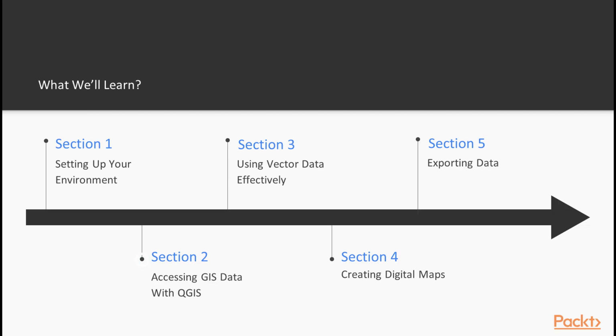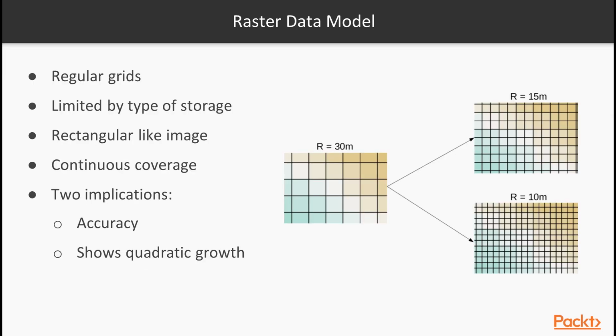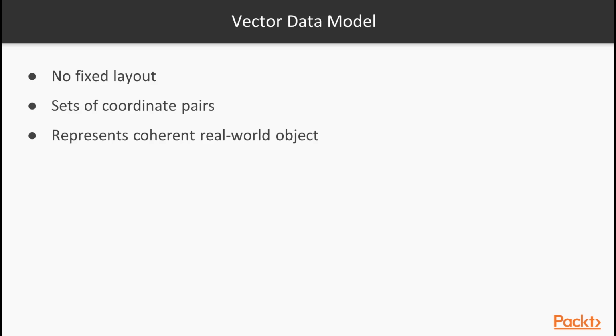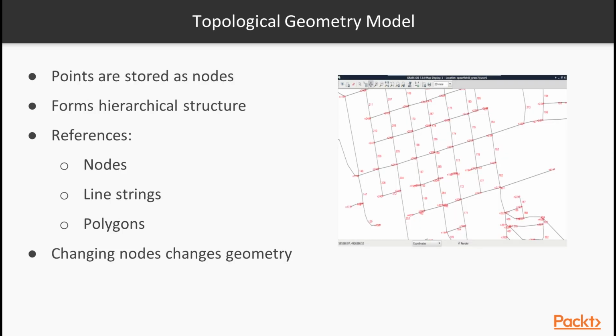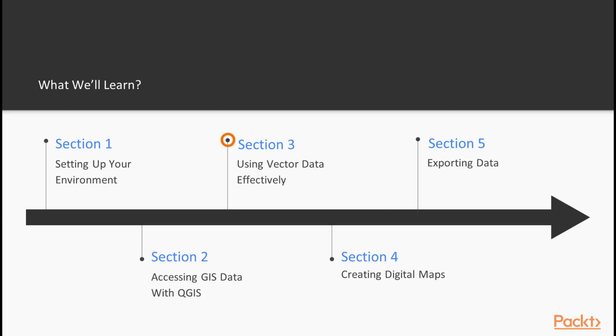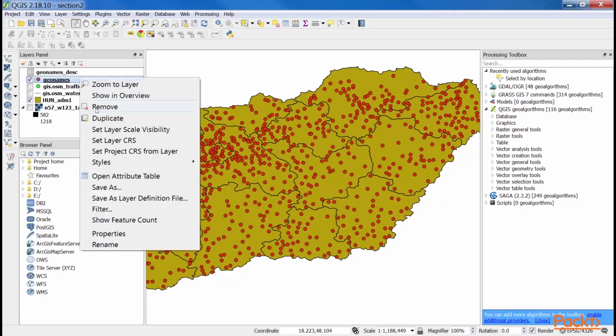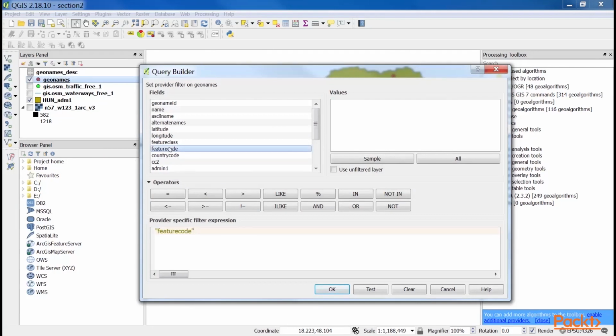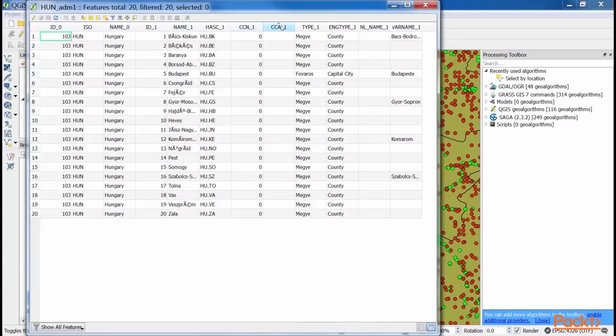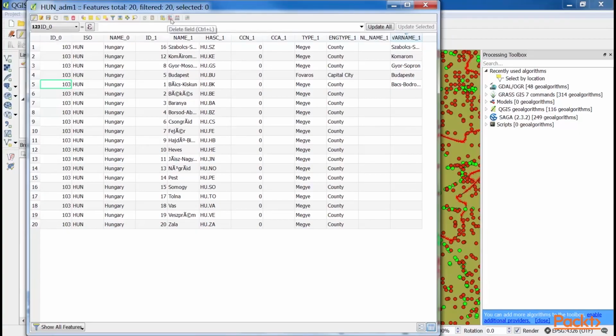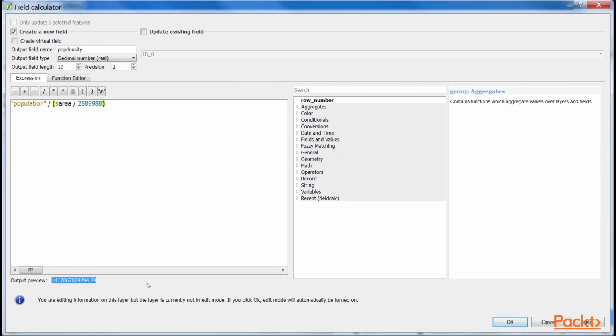The next section, Accessing GIS Data with QGIS, teaches you about the basic data models used in GIS. It discusses the peculiarities of these data models in detail. The section, Using Vector Data Effectively, shows you how you can interact with vector data in the GIS software. It discusses GUI-based queries, SQL-based queries, and basic attribute data management.